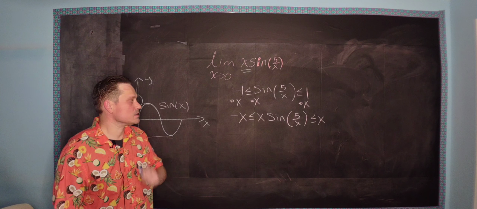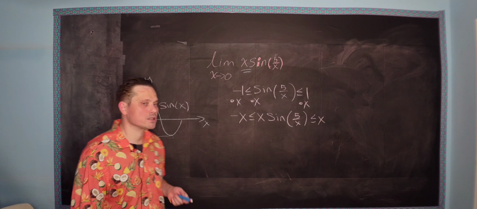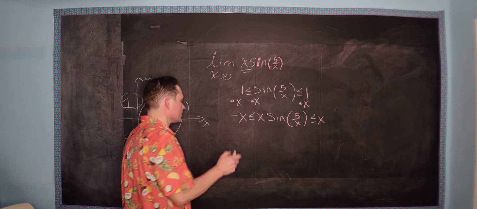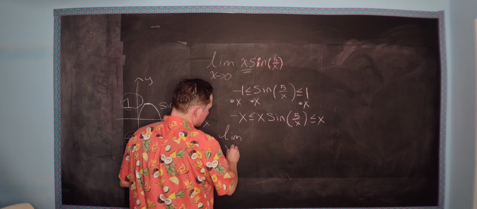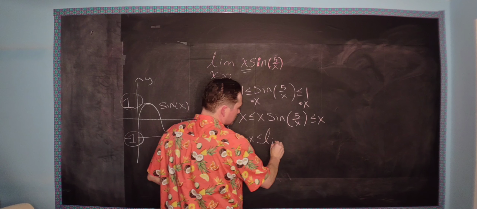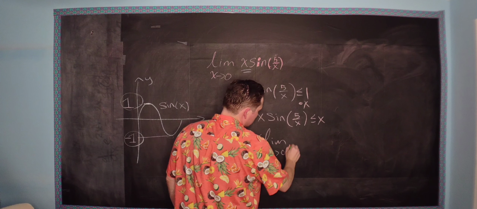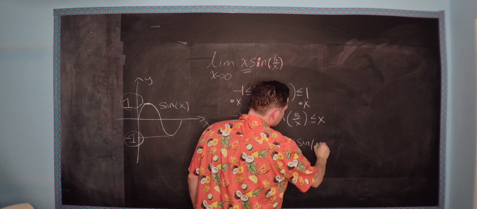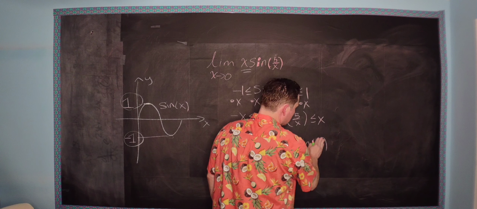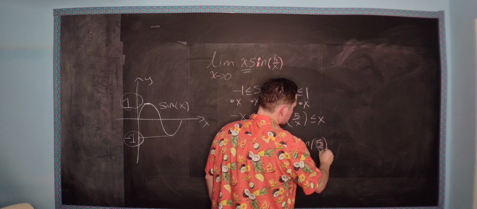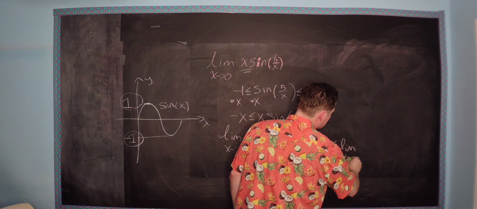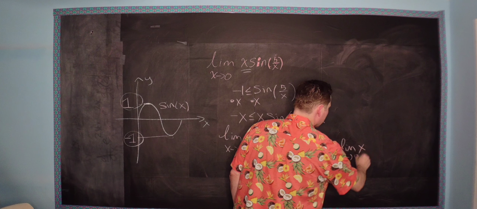What can we do with this? Why would we do this? Because now we can apply the squeeze theorem. So take a look. We can say the limit as x approaches 0 of this -x would be less than the limit as x approaches 0 of this x sine of 5 over x, and then this would be less than the limit as x approaches 0 of x.